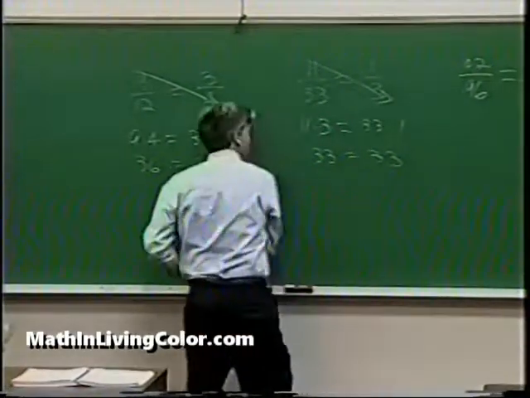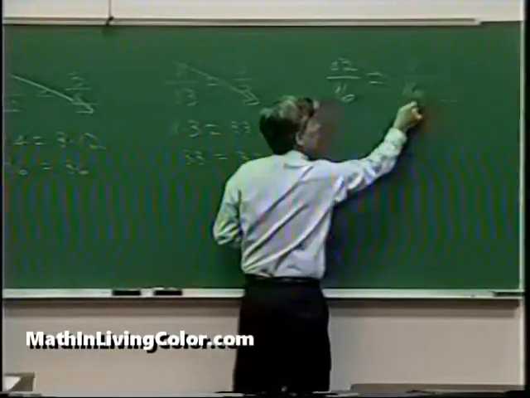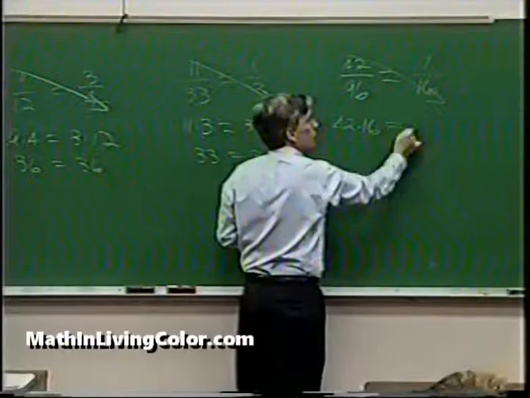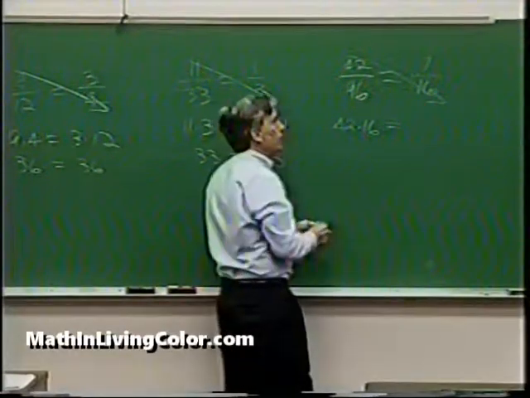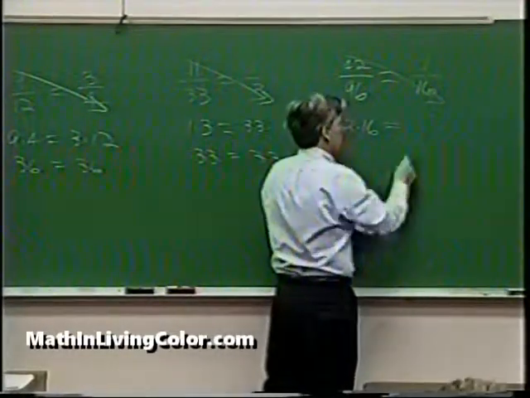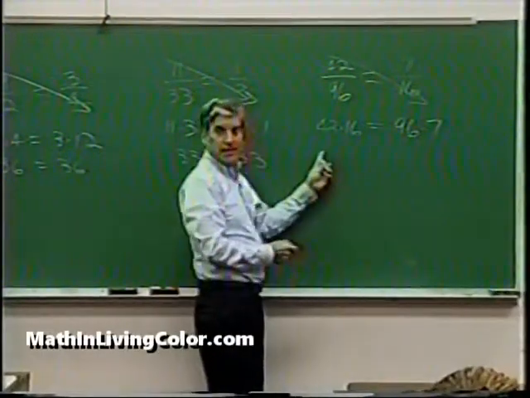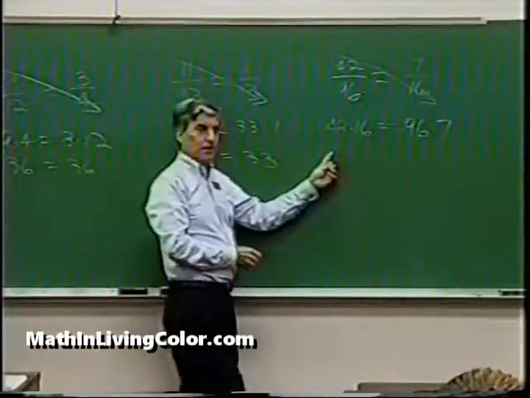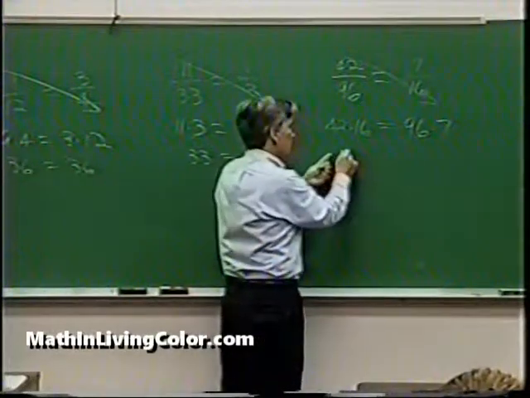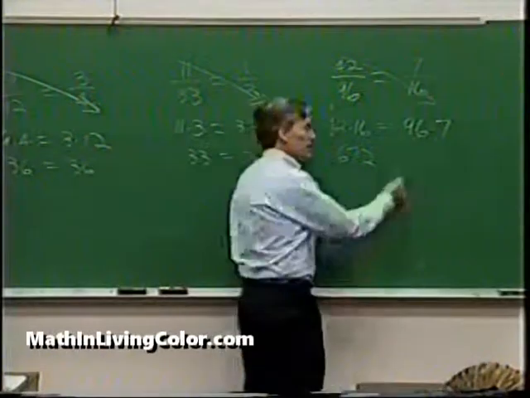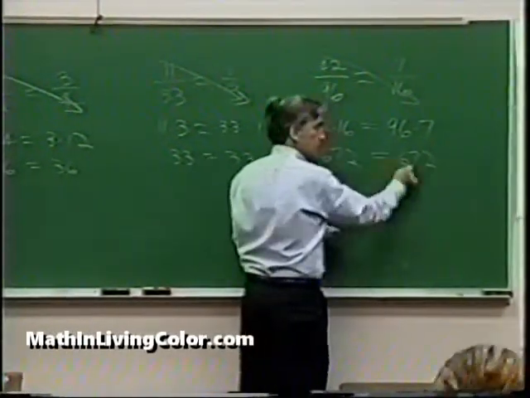Let's do this times this, which would be 42 times 16 equals what? 96 times 7. And how much is that? How much is it? 672. And how much is this? 672. And it checks, doesn't it?